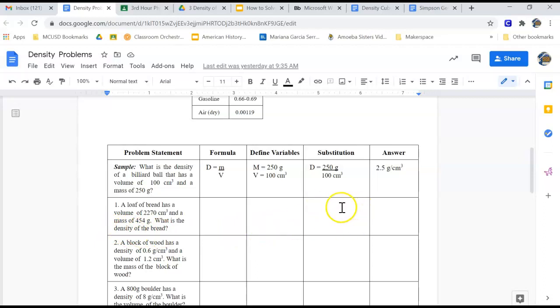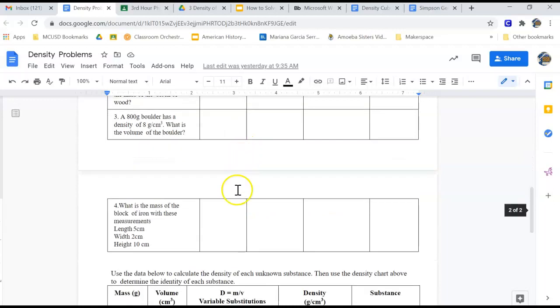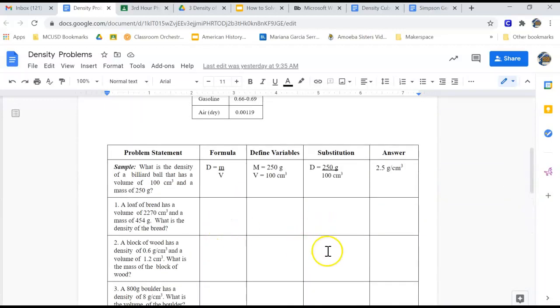You're going to show the problem as you set it up, and you're going to give the answer including the unit. If you don't have the unit, I am not counting it correct. So make sure you're putting units for every part of this problem. So you have 4 of these to fill out.